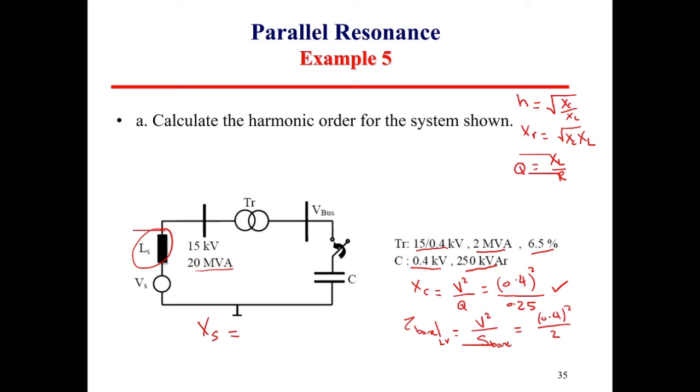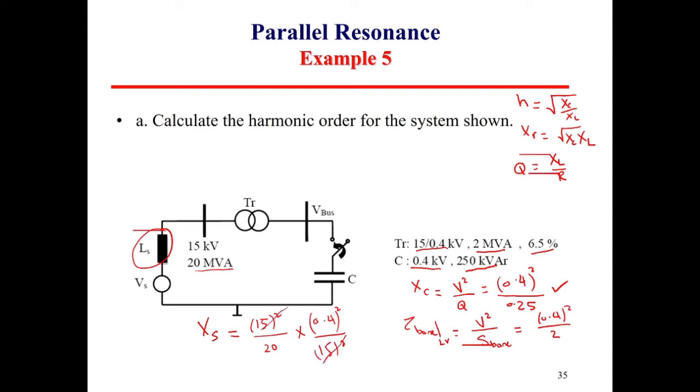So let us do it in that way. So this one will be 15 squared, divided by 20, and then we need to refer it to the low voltage side, so we're going to multiply it by the low voltage side, which is 0.4 squared, divided by the high voltage side, 15 squared.